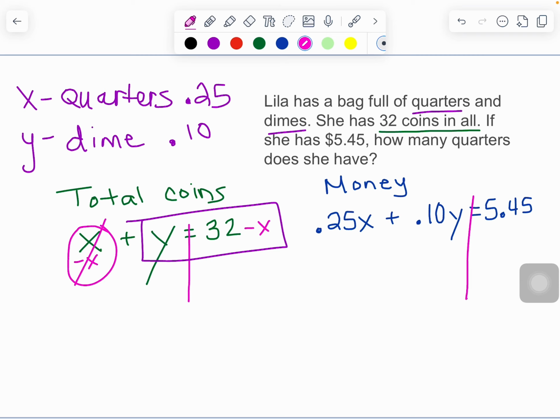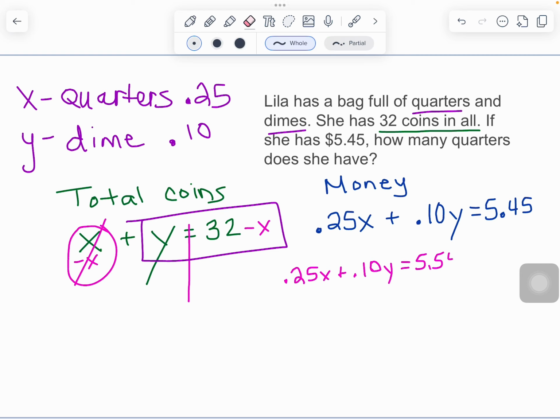On the next one, I kind of ran out of room, so I'm going to write this actually smaller. I'm going to write it over here: 0.25X plus 0.10Y equals 545.